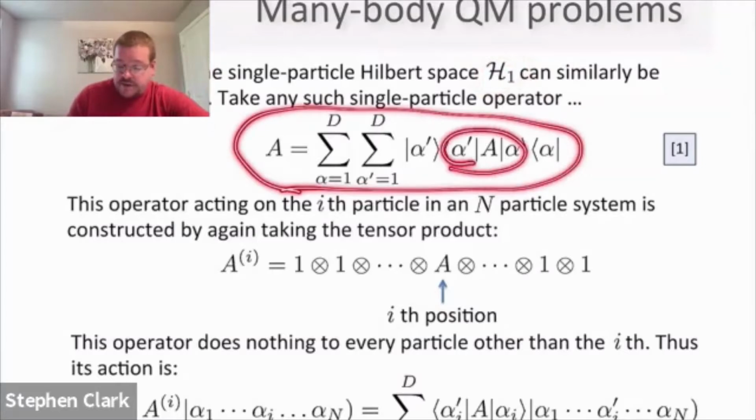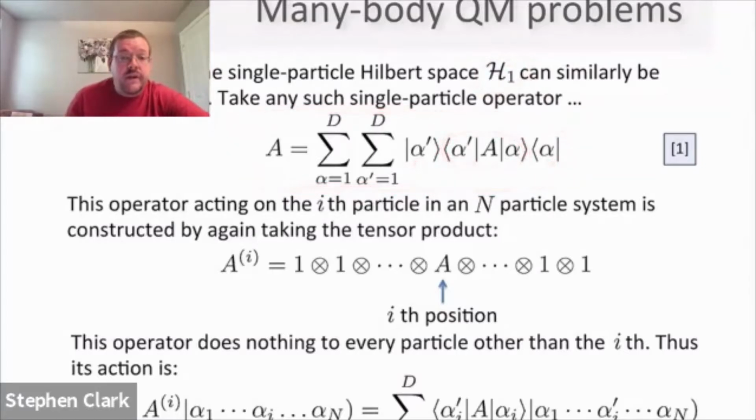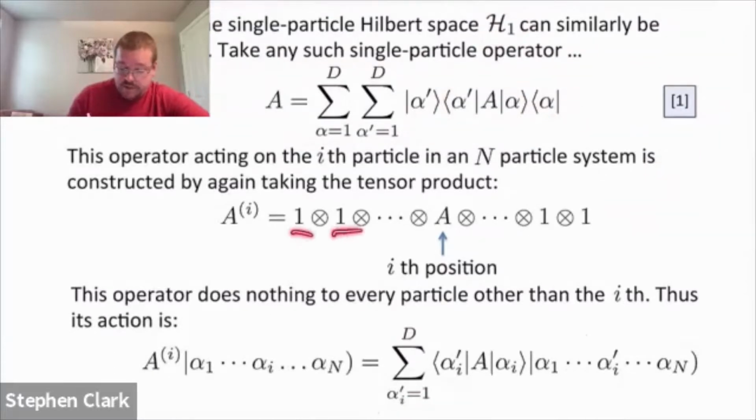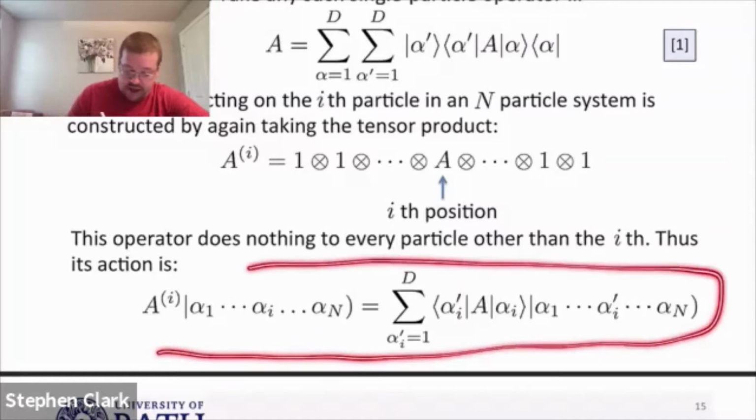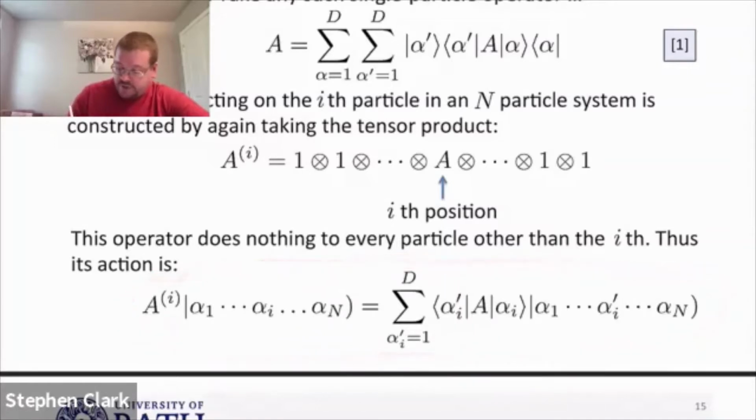This is just an operator expanded. These are matrix elements. These are the outer product elements of the operator. And if we want to extend that operator into the many body space, we simply tensor product it with lots of identity operators, and then we shove in the A operator at the ith position, and that's the A operator acting on the ith particle. So it does nothing to any particle except the ith particle, and the action of that is given here. The A_i just acts on the ith coordinates inside this basis state.